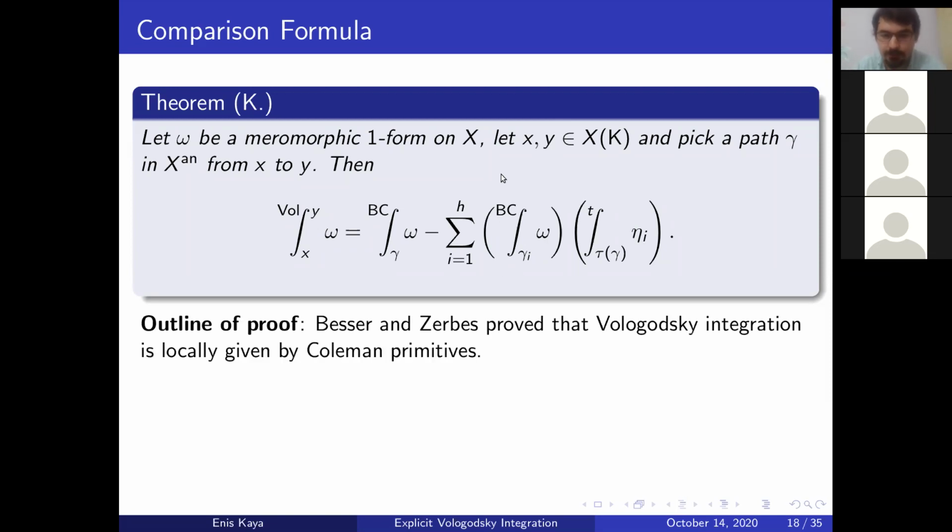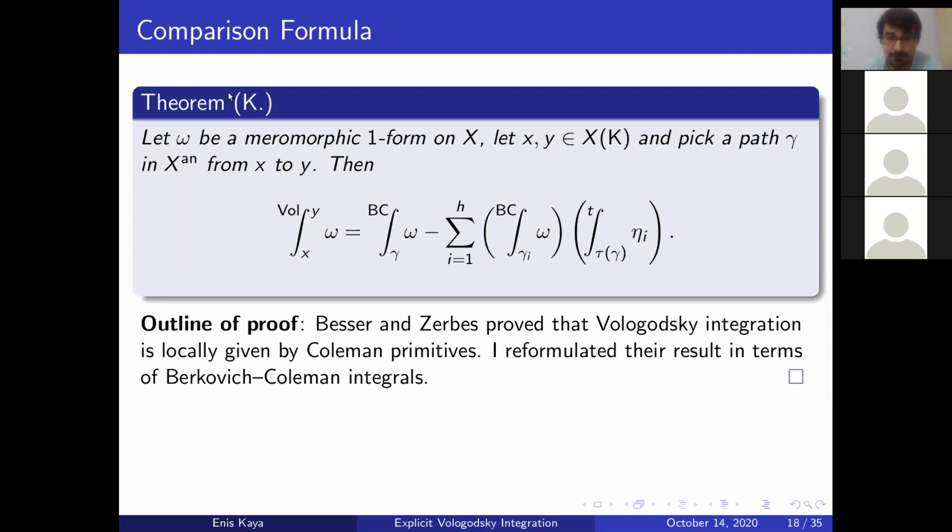I don't have time to explain the proof, but let me just say that Besser and Zerbes prove that the Vologodsky integral on the left-hand side is locally given by Coleman primitives. This is good, but it doesn't help in practice, because in practice, we don't know how to compute these primitives. We know how to compute definite Coleman integrals. So in that shape, this equality does not help. And in the end, I show that their difference is exactly the expression right here. So I reformulated their result in terms of Berkovich-Coleman integrals. And here we have this result.